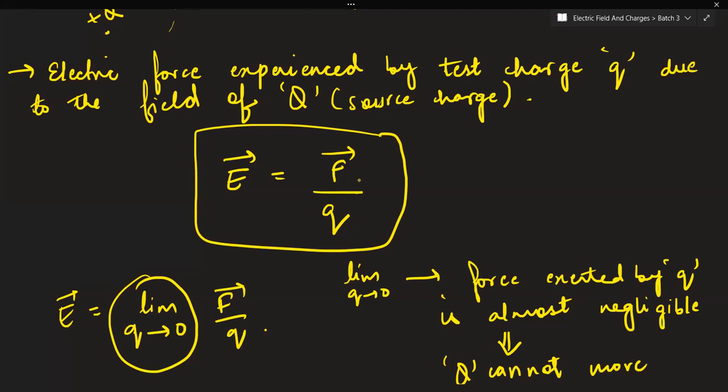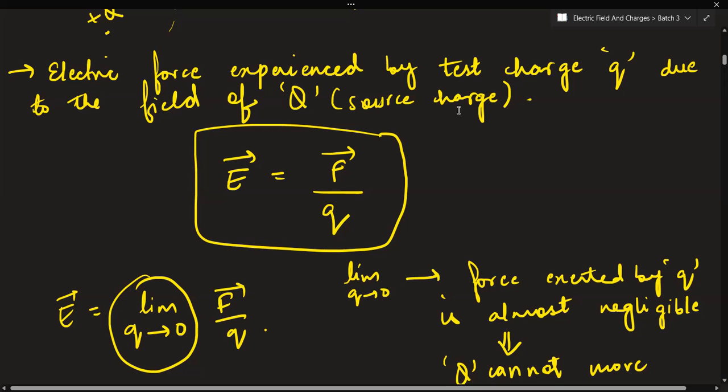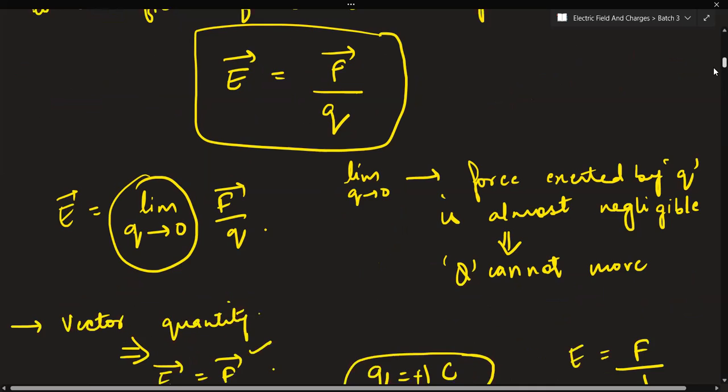And how is it volt per meter? That we'll see in potential and capacitance. You have a relation between electric field and potential, there you will see. But right now, for the concern of this chapter, you have to understand that electric field is force divided by charge.